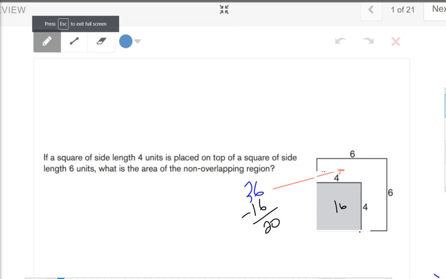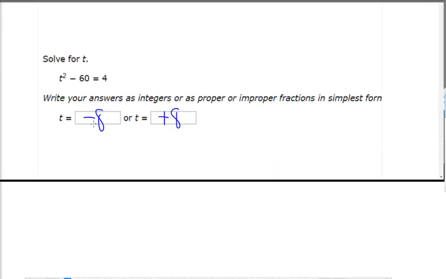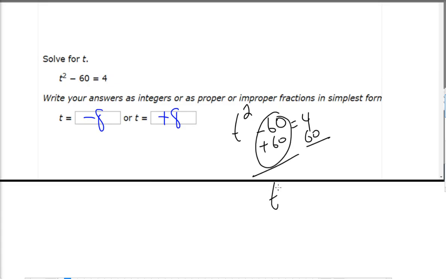All right, so let's go to slide number 2. The reason why t is equal to -8 and +8 is because you're solving for t. So t squared minus 60 is equal to 4. We're solving for t squared first, so we're going to add 60 on both sides. So this is really 0, and all we have on the left-hand side is t squared, which is equal to 60 plus 4, which is 64.